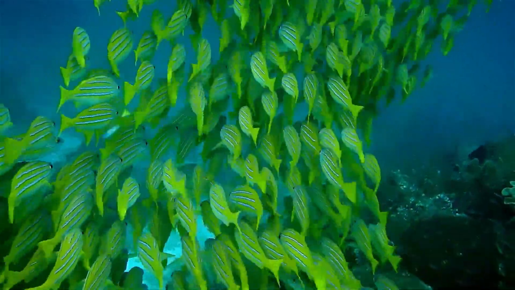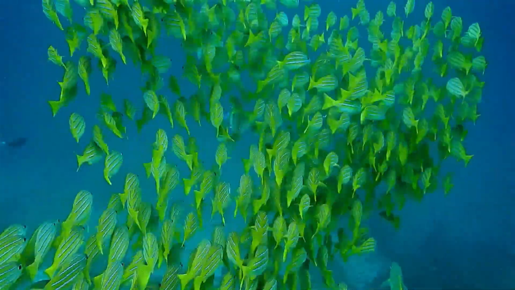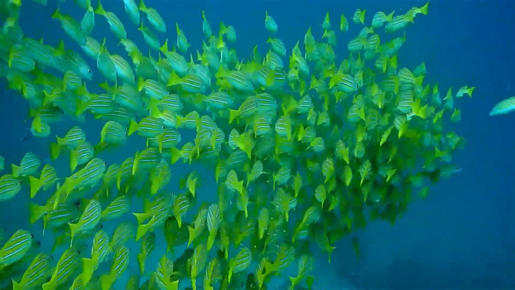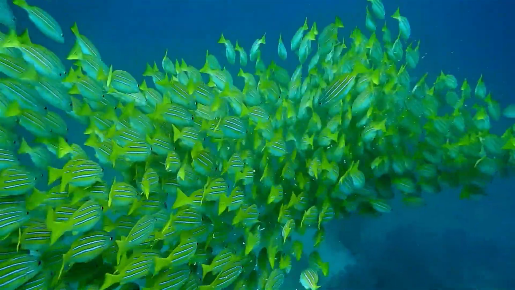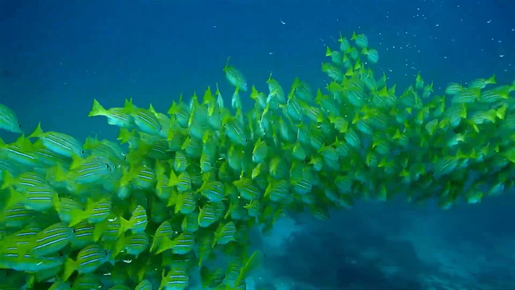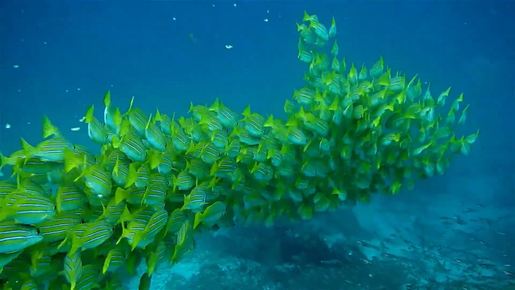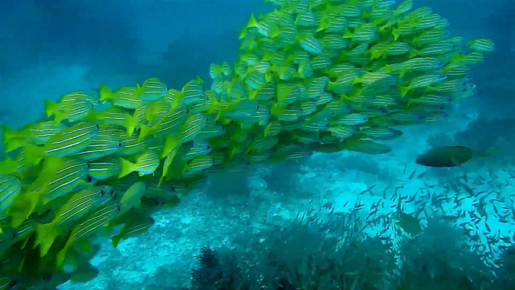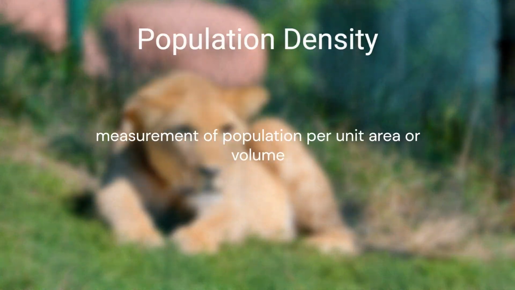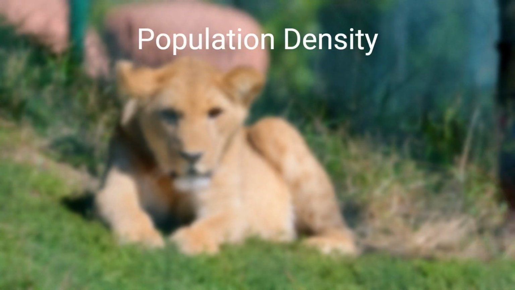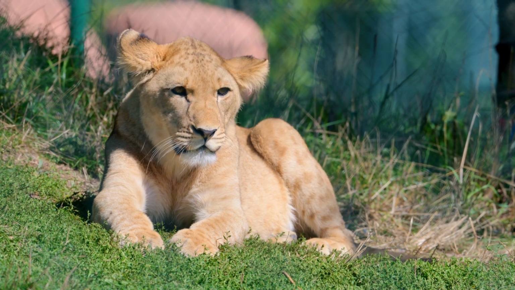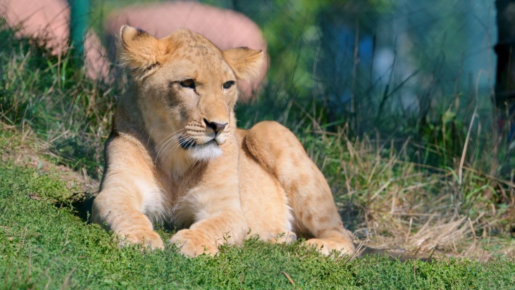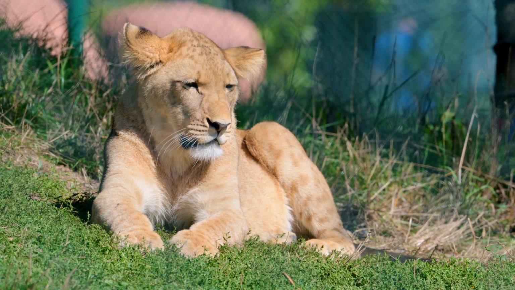Have you ever wondered how scientists study nature or how vast amounts of pollution can affect our world? In this video, we'll explore how scientists estimate populations, why every species matters, and what we can do to fight pollution. Let's start with population density. This is just a fancy way of saying how many individuals live in a specific space, whether it's a patch of forest, a coral reef, or a pond.